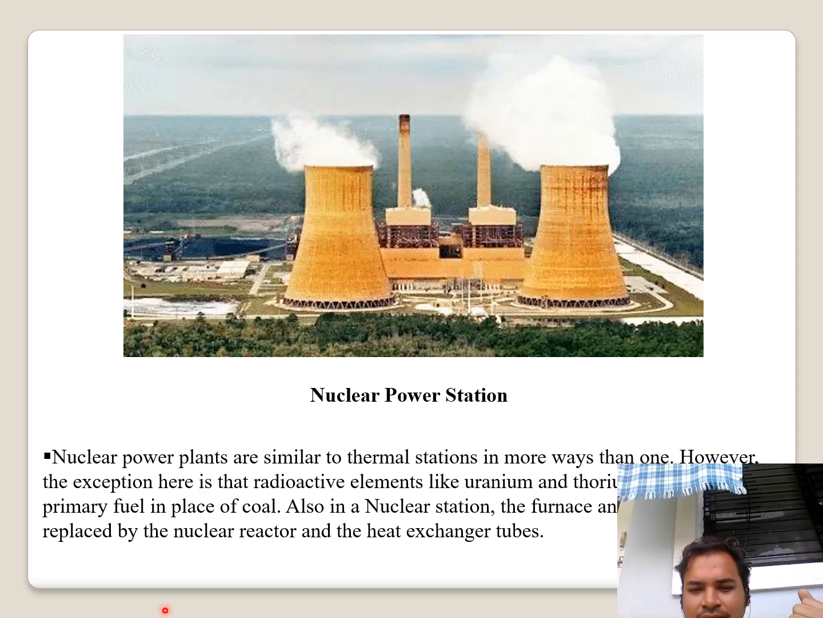So basically, in a nuclear reactor the chain reaction takes place, and the boiler is replaced with heat exchanger tubes. What are heat exchanger tubes? Heat simply gets exchanged from one tube to another, where heat energy is transferred from one tube to another. So this is all about the nuclear chain reaction. I just made you revise this concept.